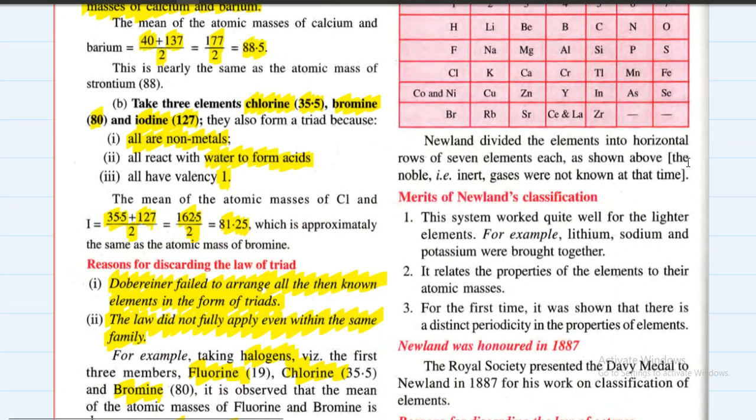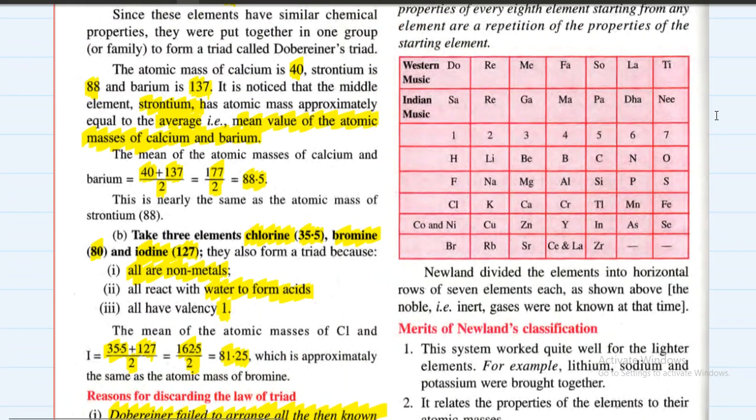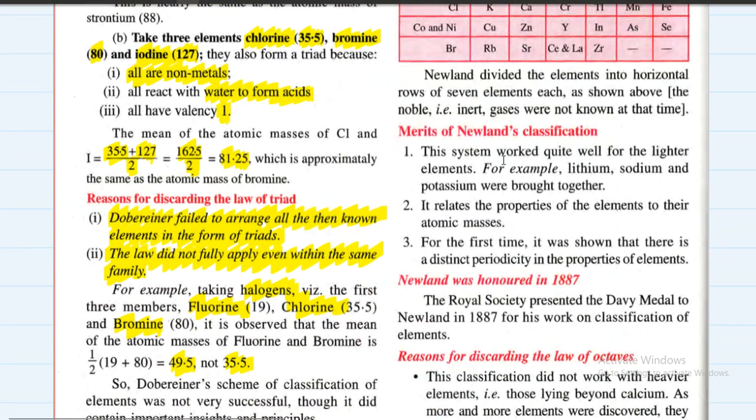Newland divided the elements into horizontal rows of 7 elements each, as shown above. The noble gases, that is inert gases, were not known at that time. तो noble gases का यहाँ पे कोई जगह ही नहीं है. ठीक है, इसके फायदे या मेरिट्स या एडवांटेजेस क्या थे न्यूलैंड्स क्लासिफिकेशन के?